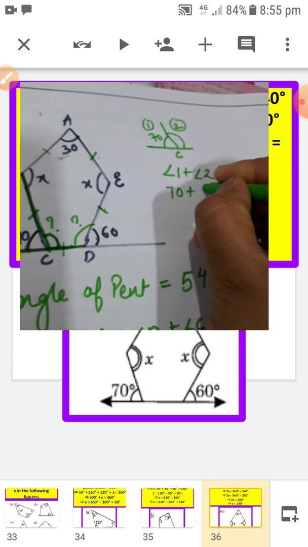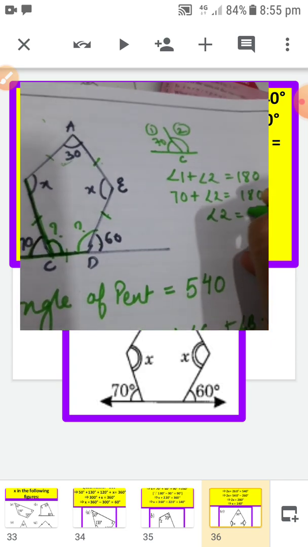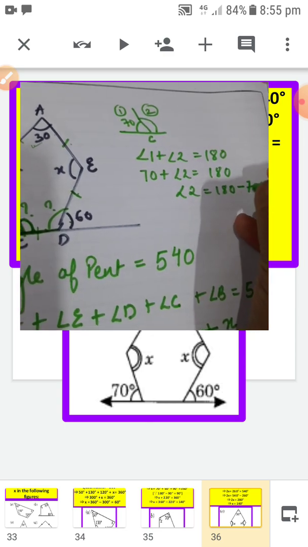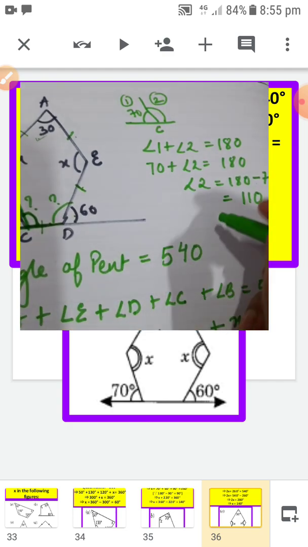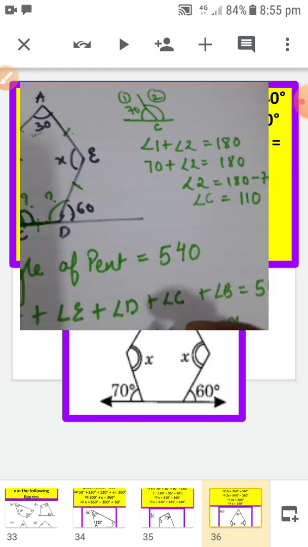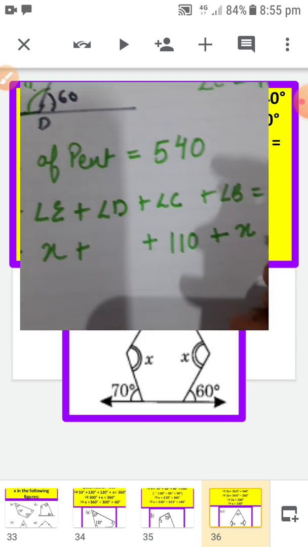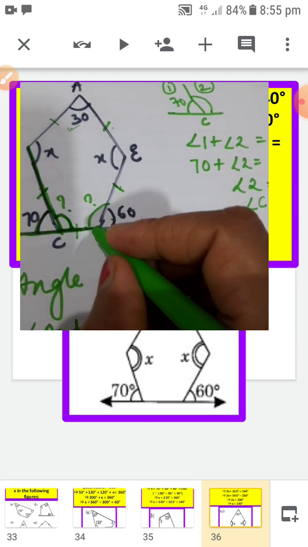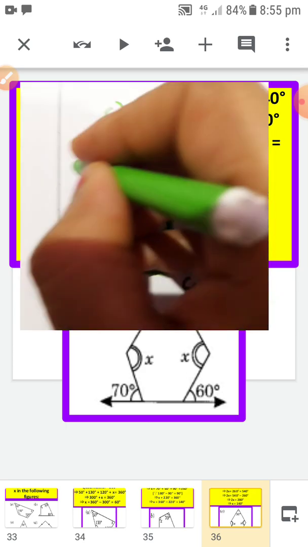So 1 is 70 here, 2 you want, 180. So here you get 180 minus 70. It gives you 110. It means this 2 is representing C here. So it gives you 110. Put this value here in the left part. Let's check out for D. Now this is where I should explain to you.